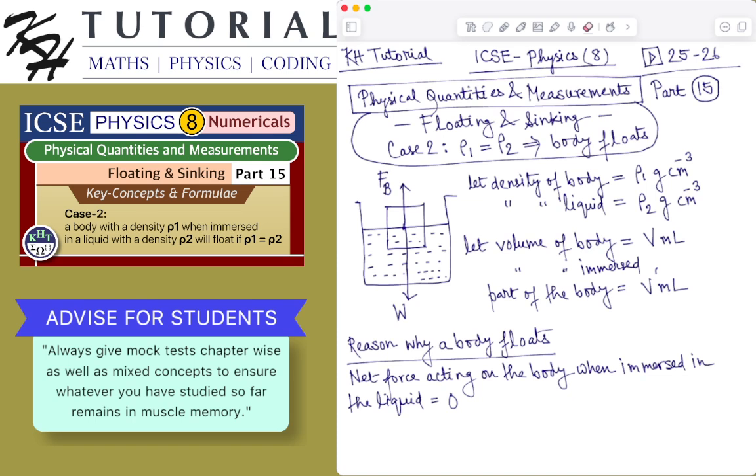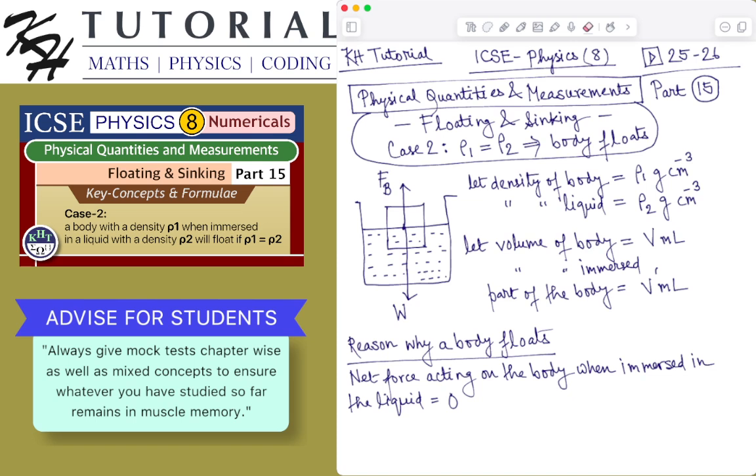We will try to understand why this is so. Also, let's say the body is immersed in the liquid, and let's say some part of the body is immersed in the liquid. That is, the body is partially immersed in the liquid. And let's say V is the total volume of the body, and the volume of the part of the body immersed in the liquid is V dash ml.